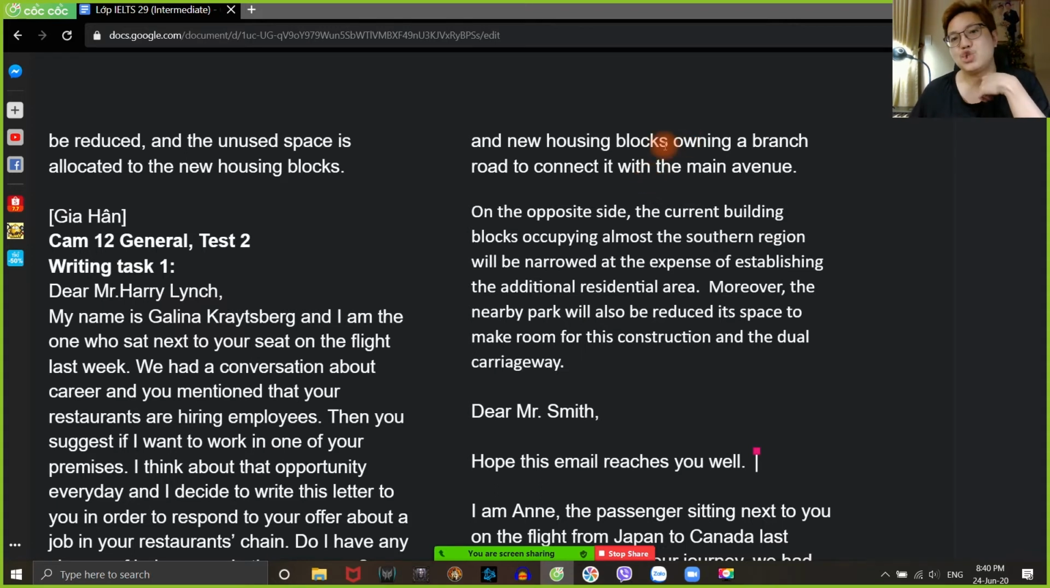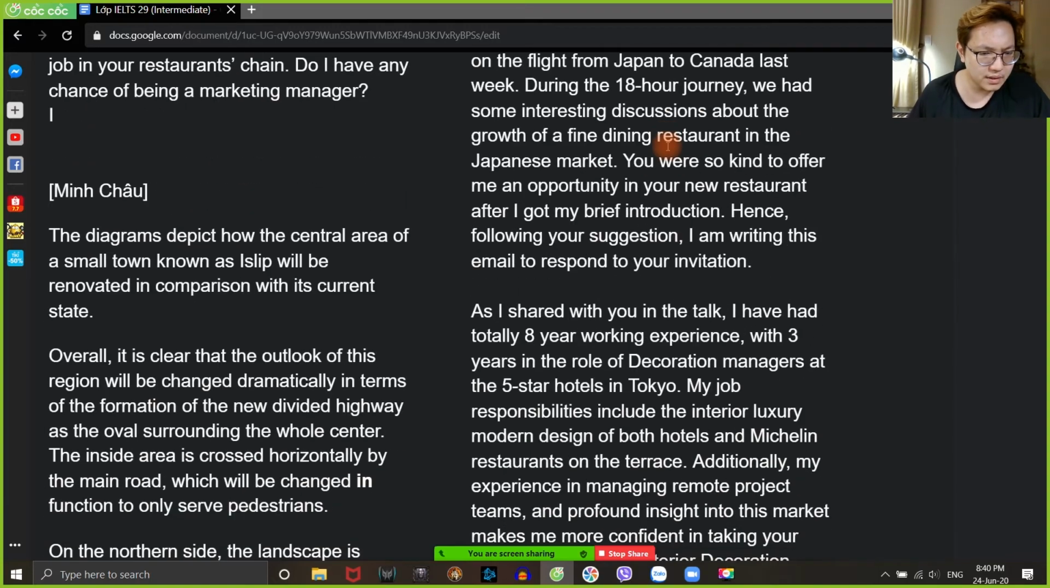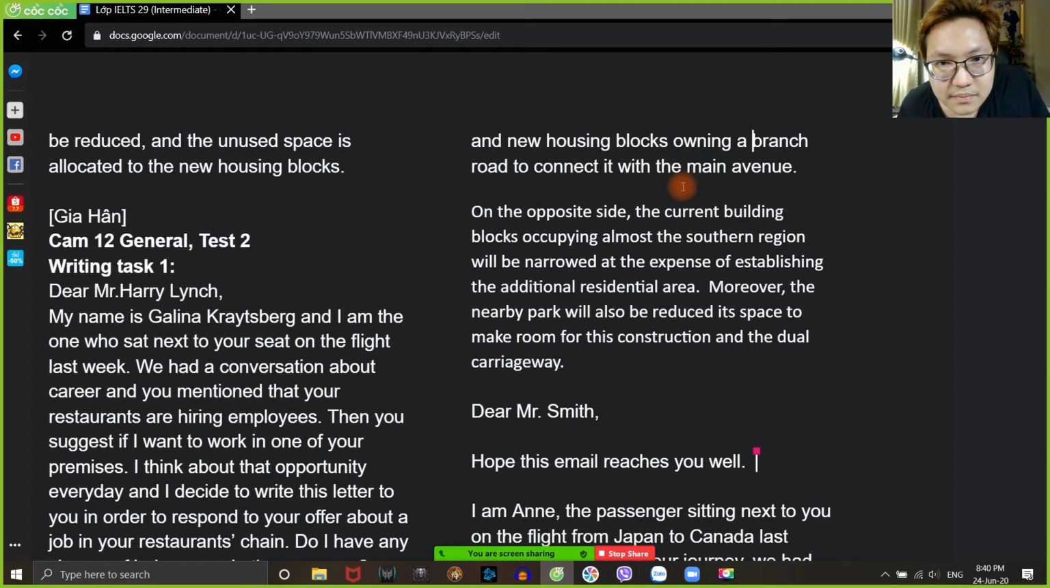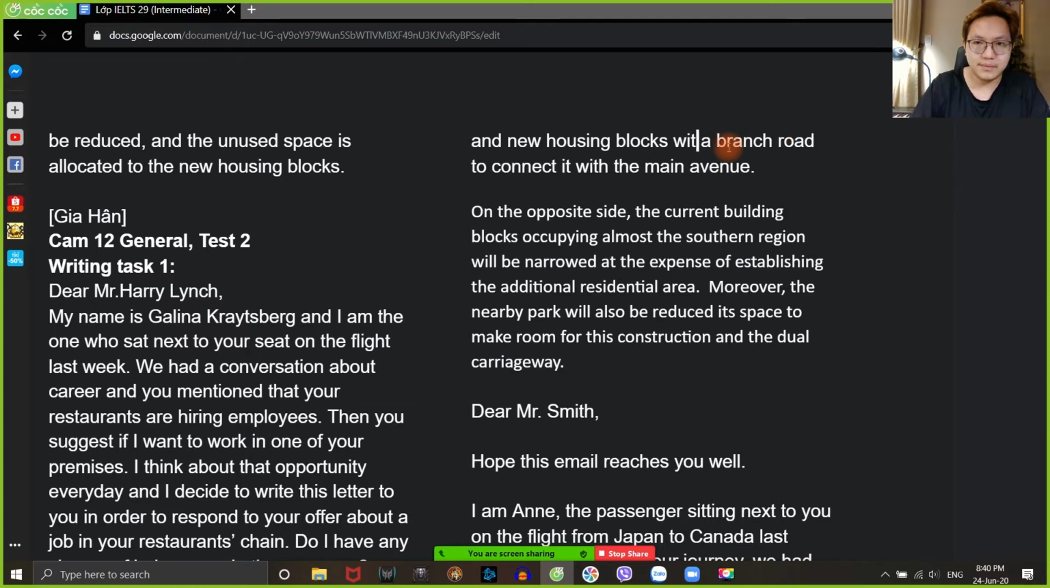This is a rather strange structure. Một cái cấu trúc khá lạ. I think it's better to say "with a branch road". Đơn giản hơn thôi. Nó đỡ phiền hà với một cái con đường nhánh. Okay. And new housing blocks with a branch road. It sounds simpler. Okay. With a branch road, a branch road. Một con đường mà rẽ nhánh, a branch road to connect. A branch road nó không phải là một cụm danh từ luôn.